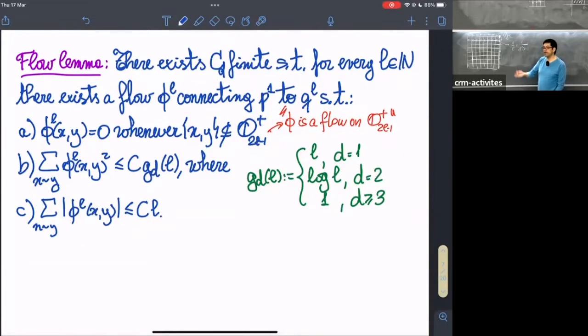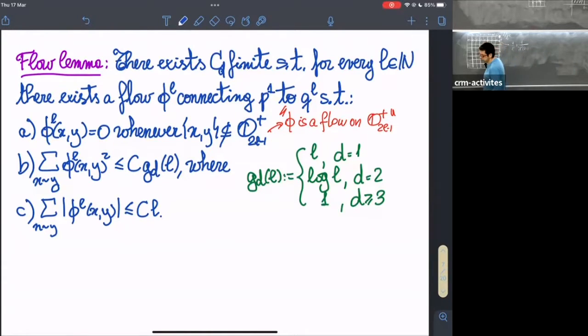Then you do it again. You connect P_{L-1} to P_{L-2}. You do it again and again and again. And you get a flow that goes from the uniform on the square to the corner of the square. And that's the flow of the lemma. Okay, so no Green functions, no sophisticated theory, and we got a constant away of the optimal flow.